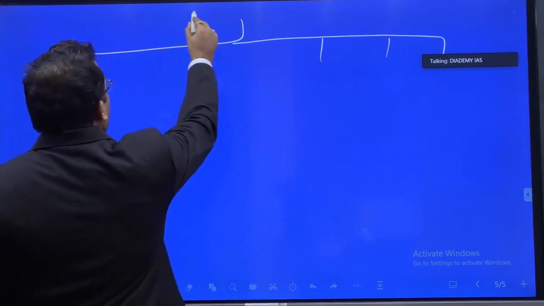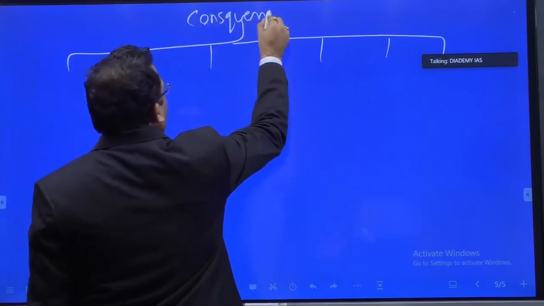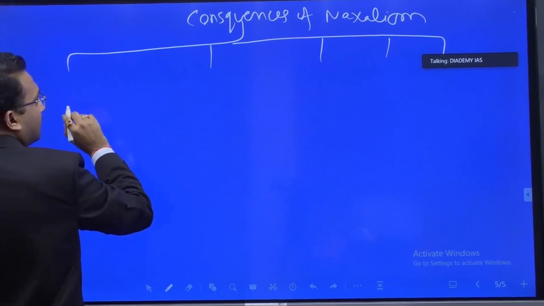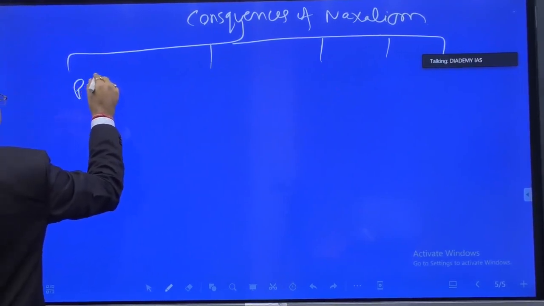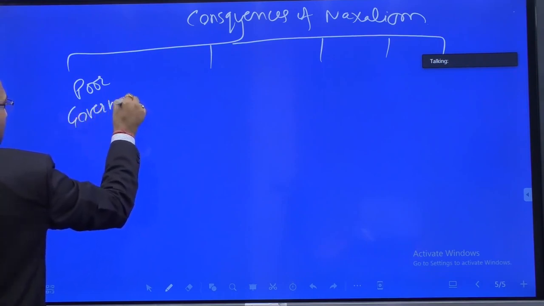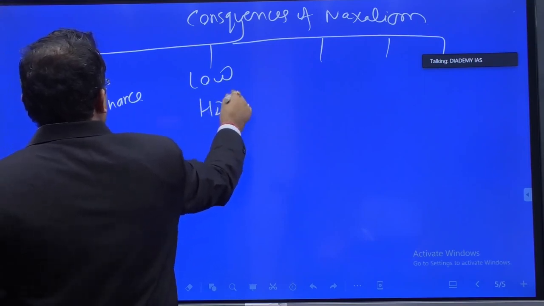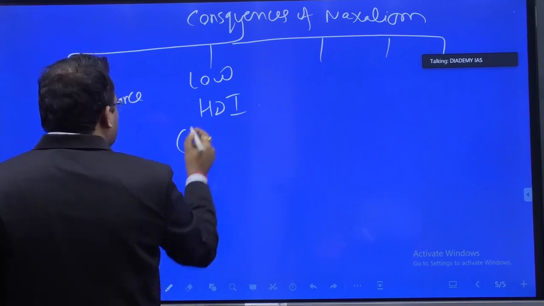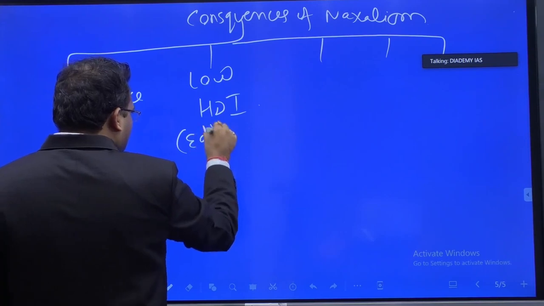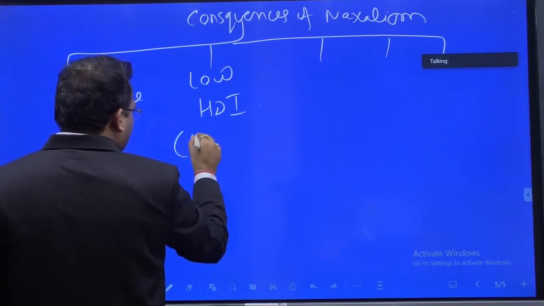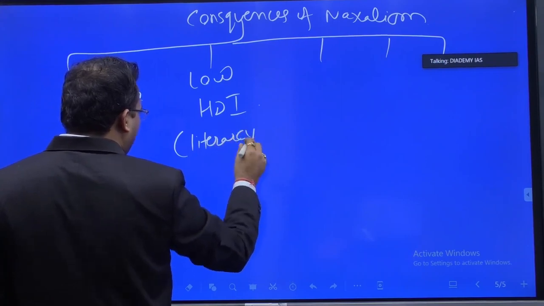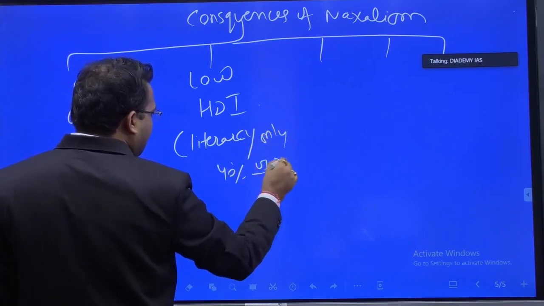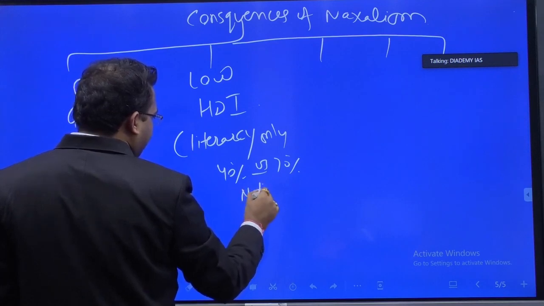You can suppose write the consequences of nationalism. So write, okay, it is poor governance, low human development indicators. Now you are using the keywords low human development indicators and then give the example or some data, right? Some data like their literacy rate is, I'm not exactly aware of the data, but I'm just giving it hypothetically. Literacy only 40% versus 70% national literacy rate.